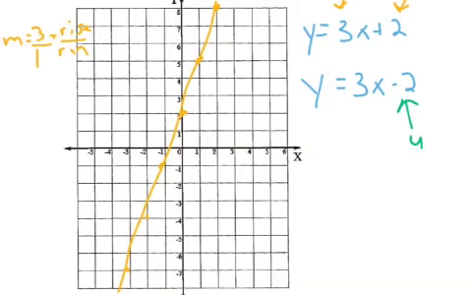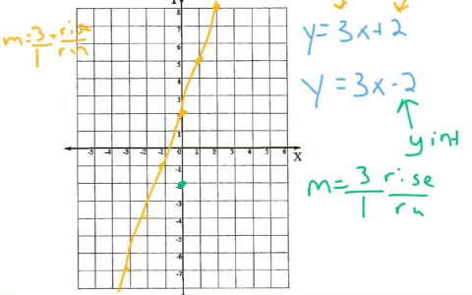So here my y-intercept is at negative 2. However, my slope is still 3. So remember, if it's not in fraction form, put it over 1 so you know what to rise and what to run. So from my y-intercept, I'm going to go up 3, right 1, plot it. Up 3, right 1, plot it.